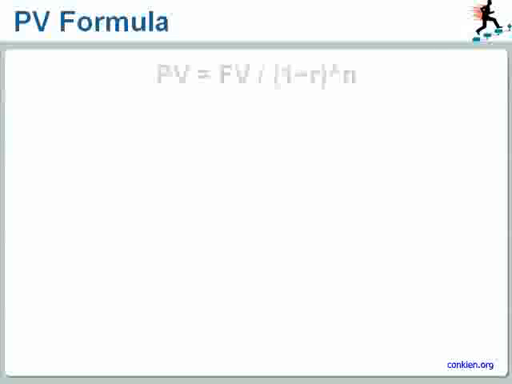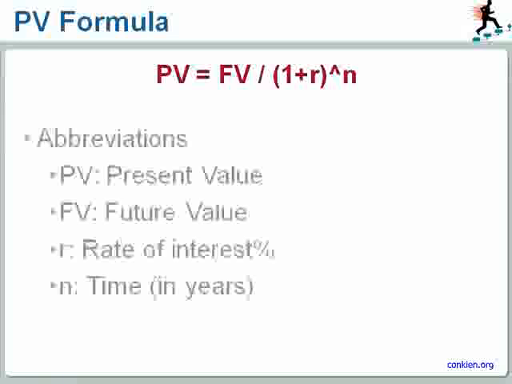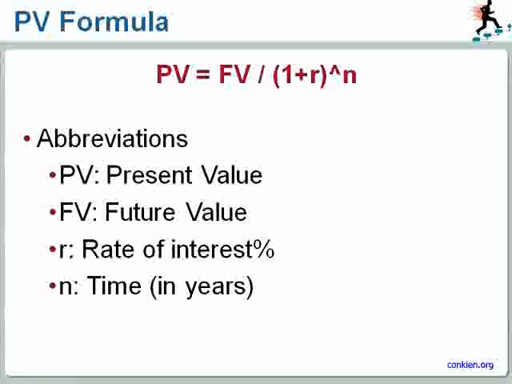Here is the formula. In order to calculate the present value, you take the future value and you divide this by the compound interest, which is what the item at the end is showing us. So what does this mean in regards to the abbreviations? PV, your present value, equals your future value divided by 1 plus the rate of interest, to the power of the time that it is invested in years. Let's take a look at an example of how this would be calculated.